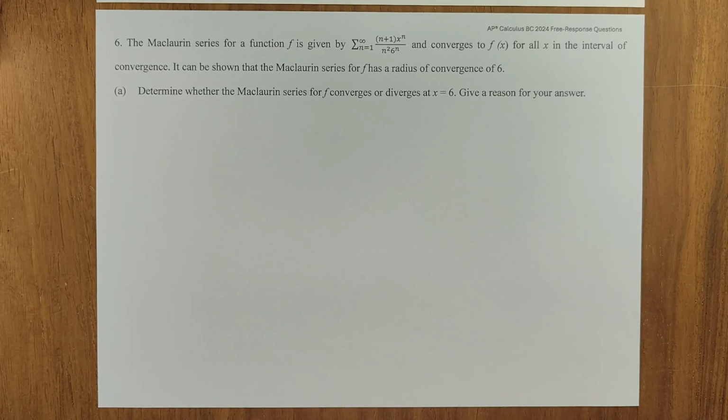Okay, the final question, question number 6. The Maclaurin series for function f is given by this series and converges to f(x) for all x in the interval of convergence. And it can be shown that the Maclaurin series for f has a radius of convergence of 6. Okay, question A. Determine whether the Maclaurin series for f converges or diverges at x equals 6 and give a reason for your answer.